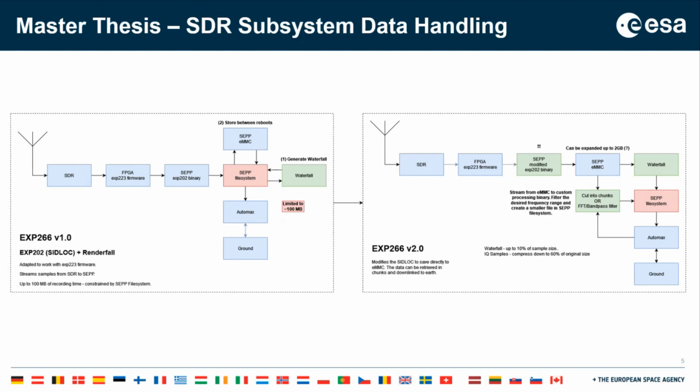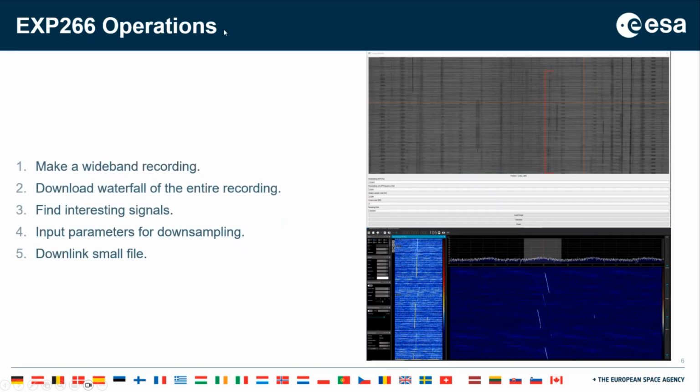And once we have the waterfall on ground, we can make a decision on what to downlink. Then either via schedule or via Automax, we can input parameters to another program on board, which will cut the recording from the eMMC memory into manageable chunks. So this is more or less the outline of how I imagined the new system to work. And it leads us to the new operational procedure I tried to implement.